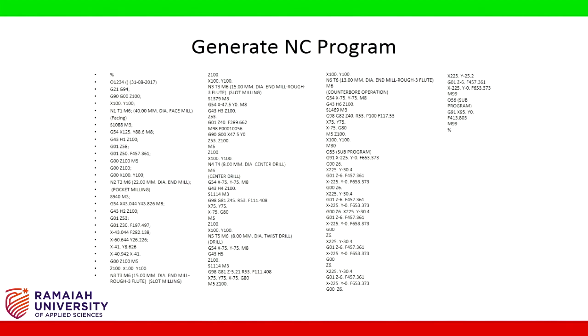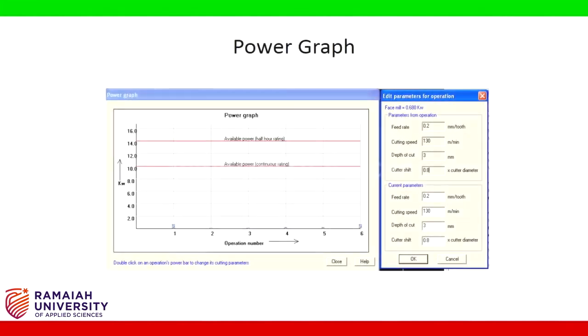Generate NC program. Click on NC program on the menu bar and see the generated NC program. Power graph. Click on Documents in the main menu. Select Power graph. A graph indicating the power consumed for each operation is displayed. Click on Close to exit Power graph.